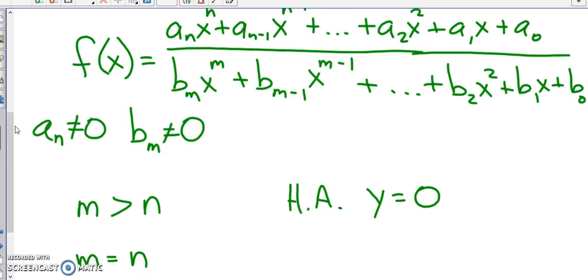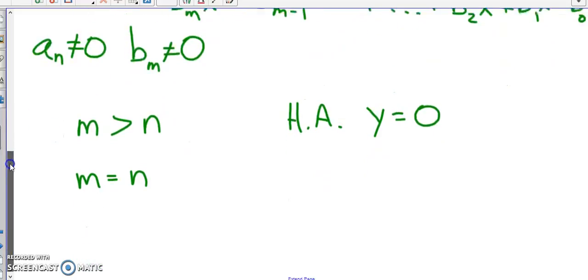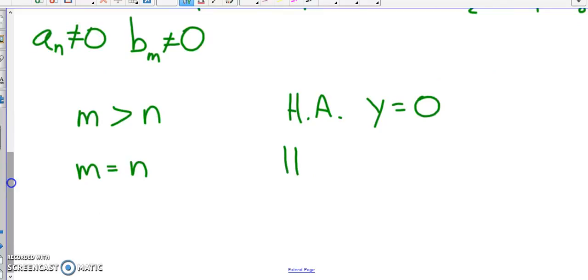So, if these grow at the same relative rate, that means that eventually they're going to get big enough where you can ignore all this other stuff, and you've got an x to something over bm x to something, and those x to somethings are the same, so they essentially cancel each other out, and you end up with an over bm. So, if the degrees are the same, the horizontal asymptote is the ratio of the leading coefficients. Y equals the ratio of the leading coefficients.